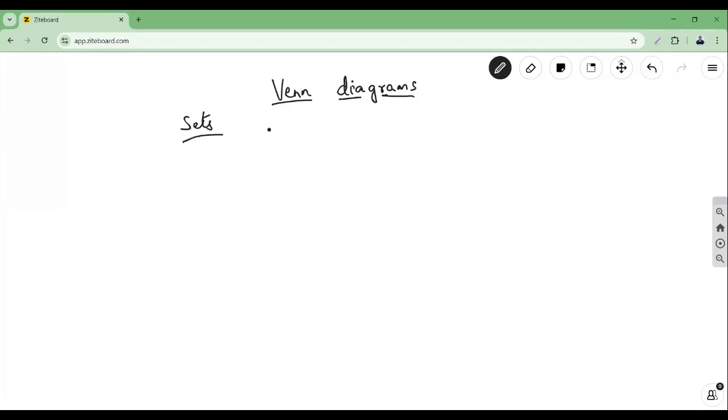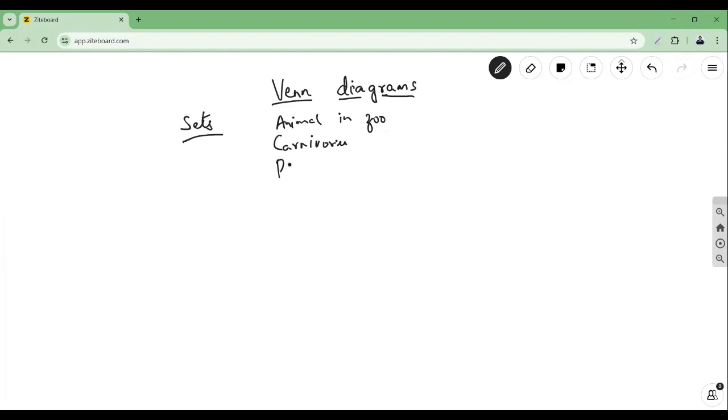A set is a group of things that have some relationship with each other. For example, animals in a zoo. They all belong to one zoo, so it's a set. Or you can say carnivorous animals. They are all animals which eat other animals, so they have something common about themselves.